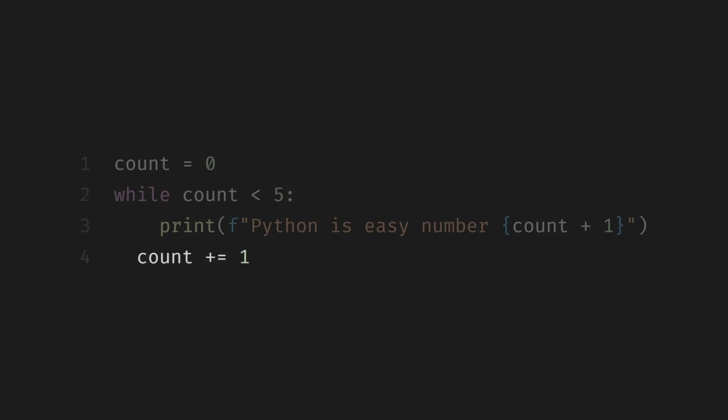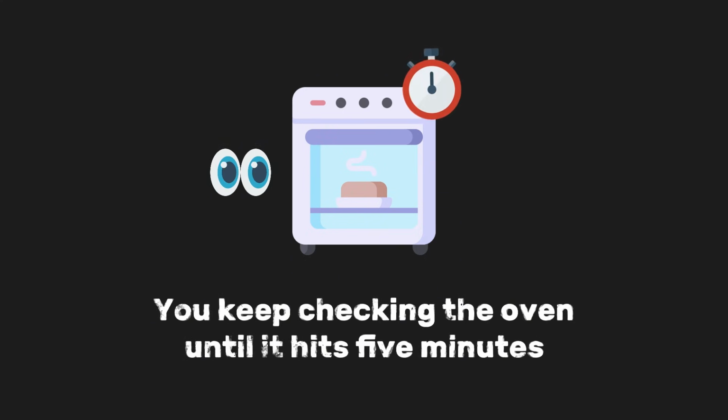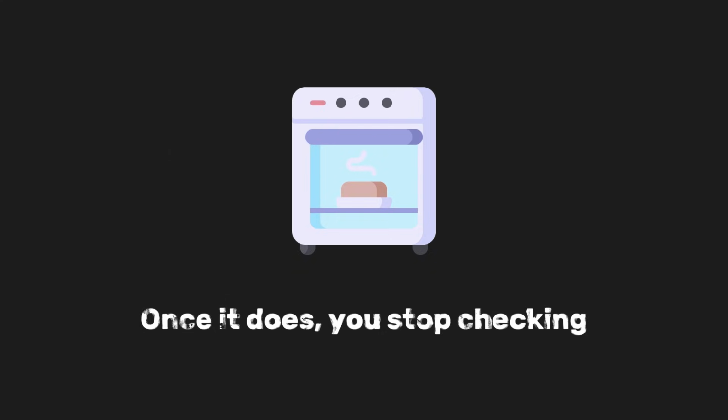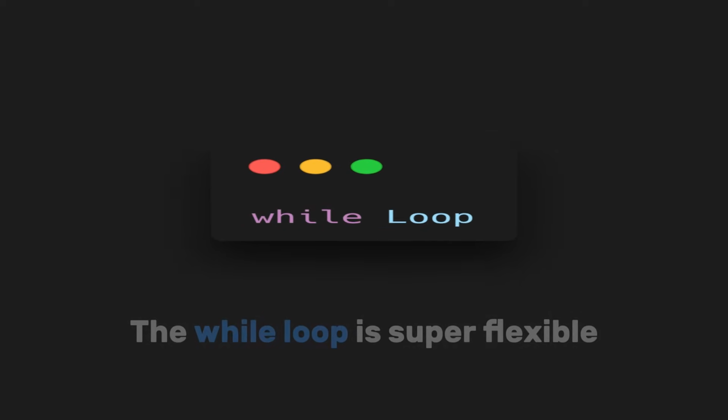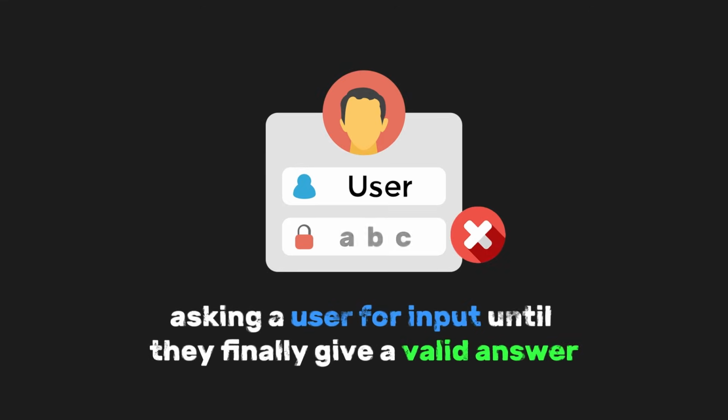And count plus equals 1 bumps the counter up each time, otherwise the loop would run forever. Think of it like waiting for a cake to bake. You keep checking the oven until it hits 5 minutes. Once it does, you stop checking. The while loop is super flexible. You can use it to repeat something until a certain condition happens, like asking a user for input until they finally give a valid answer.